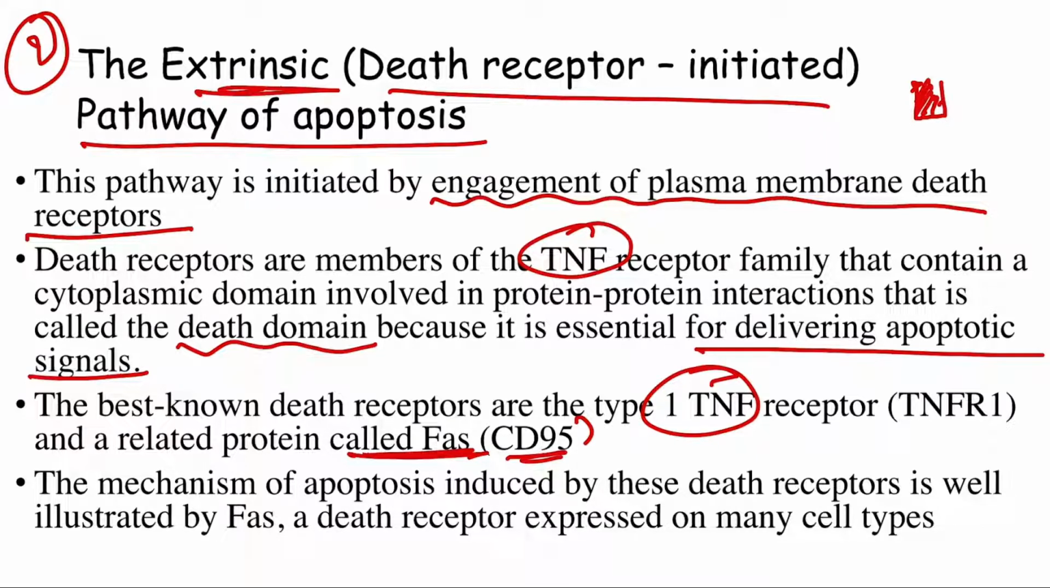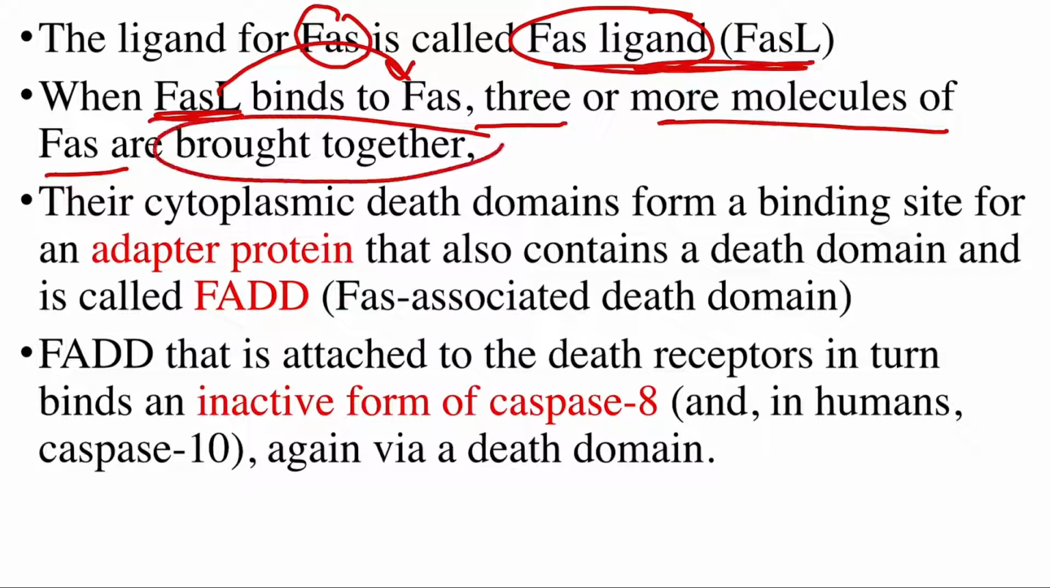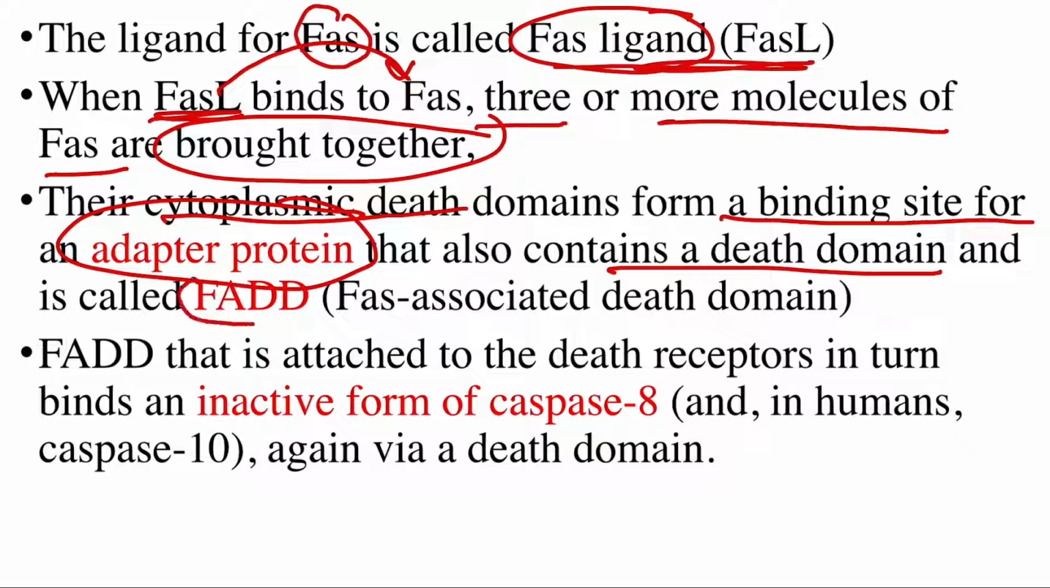The mechanism of apoptosis induced by these death receptors is well illustrated by Fas, which is a death receptor expressed on many cell types, and it has a ligand called Fas ligand. When Fas ligand binds to Fas, 3 or more molecules of Fas are brought together, and their cytoplasmic death domains form a binding site for an adapter protein that also contains a death domain, called FADD, the Fas-associated death domain. So this adapter protein gets attached to the death domain, and it itself contains a death domain.